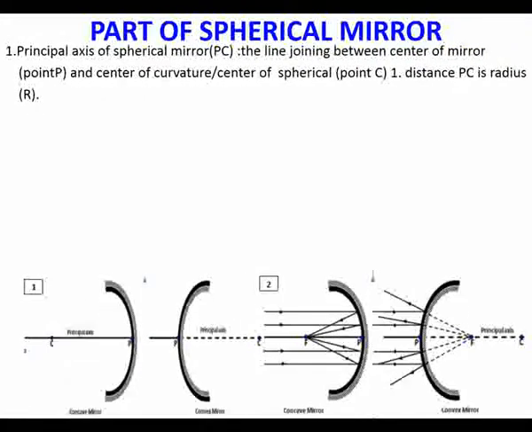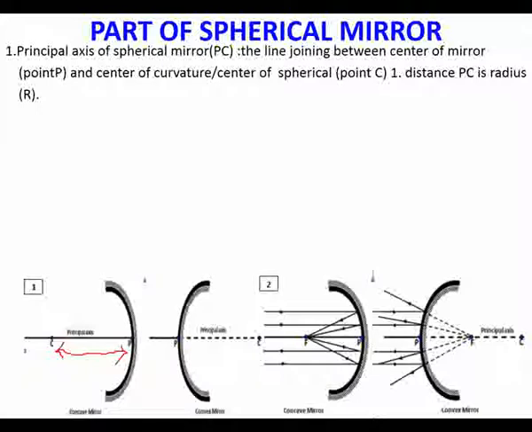Before we learn more about spherical mirror, we will learn first about the part of spherical mirror. The first part is principal axis. Principal axis of spherical mirror is the line joining between center of mirror, point P, and the center of curvature or center of spherical, point C.